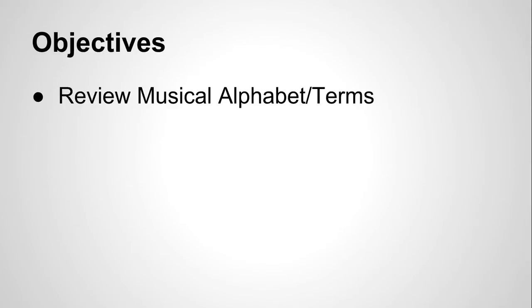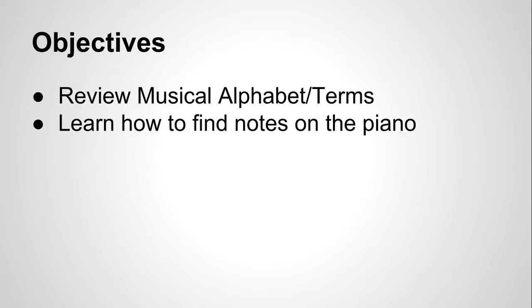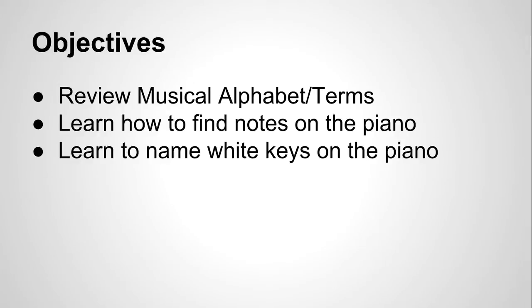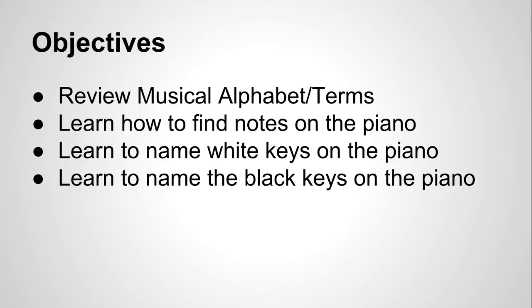Our objectives for this lesson are: number 1, review the musical alphabet and terms; number 2, to learn how to find the notes on the piano; number 3, to learn to name the white keys on the piano; and number 4, learn to name the black keys on the piano. So let's review some of the terms that we learned in a previous lesson.